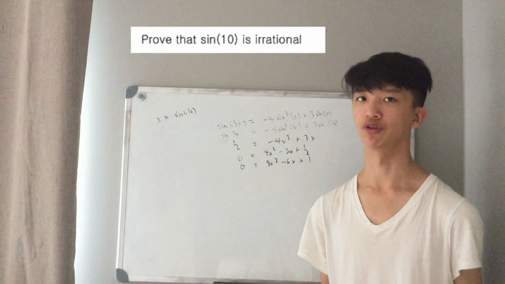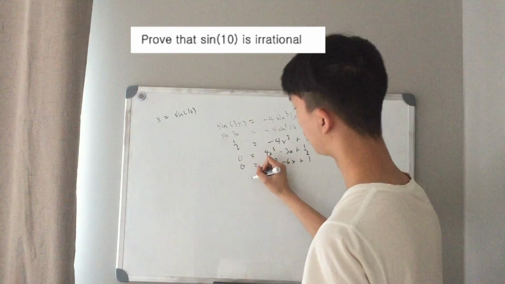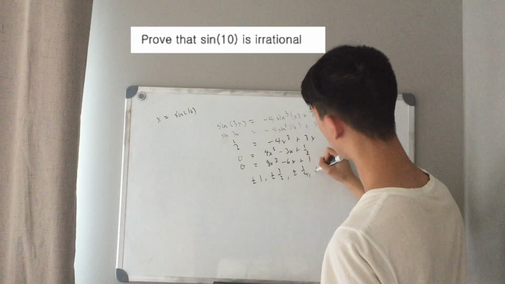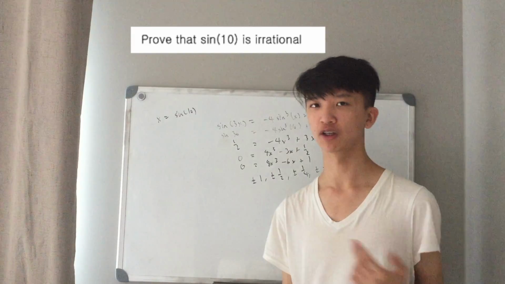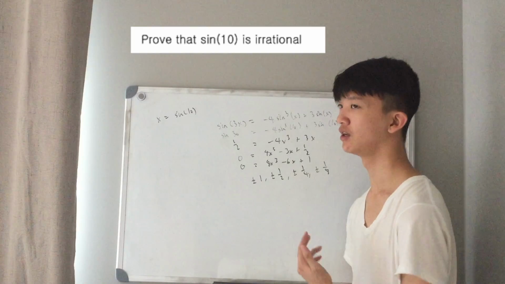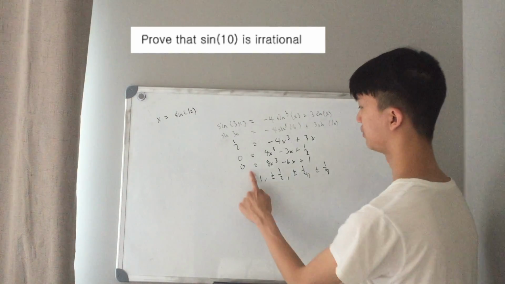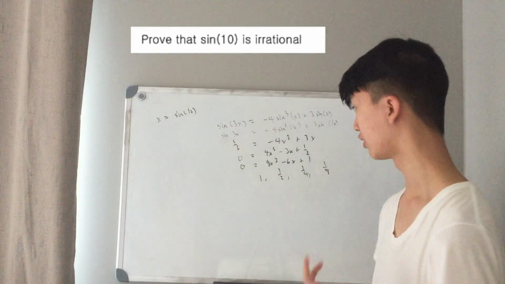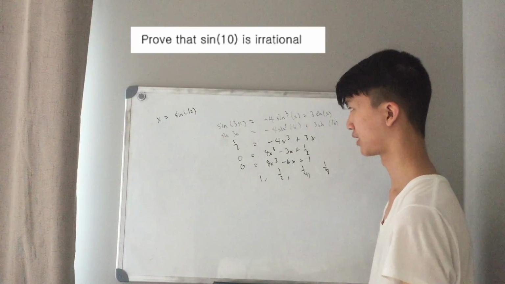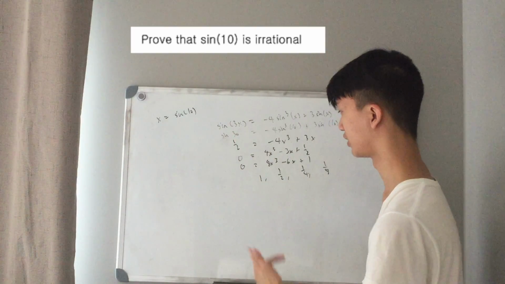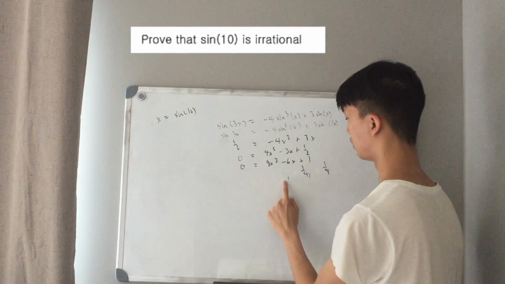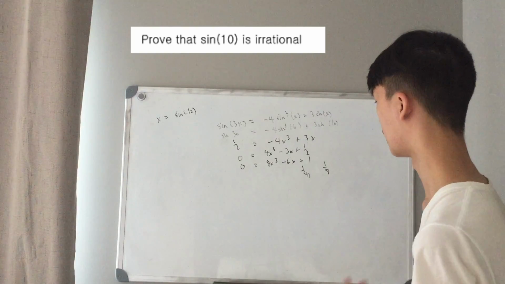Now, by the rational root theorem, our only answers can be positive or negative 1, positive or negative 1 over 2, positive or negative 1 over 4, and positive or negative 1 over 8. If you look at the graph of sine of x, between 0 and 180 degrees, sine of x is positive, and so we can eliminate all of these negatives. Additionally, there are values that we know cannot be equal to the sine of 10. So for example, 1 and 1 over 2, because 1 over 2 is equal to the sine of 30, and 1 is equal to the sine of 90. So we can eliminate this and this as well. So now we are left with 1 over 4 and 1 over 8.